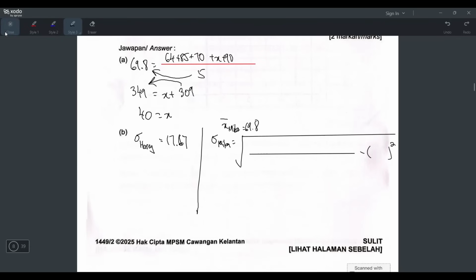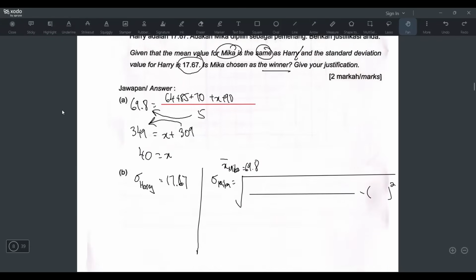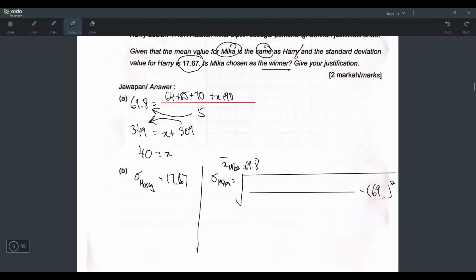Because that's the formula. Okay. And the mean for Mika is 69.8. Yeah, because the mean for Mika is the same as the mean for Harry. Okay, now atas kena buat apa?